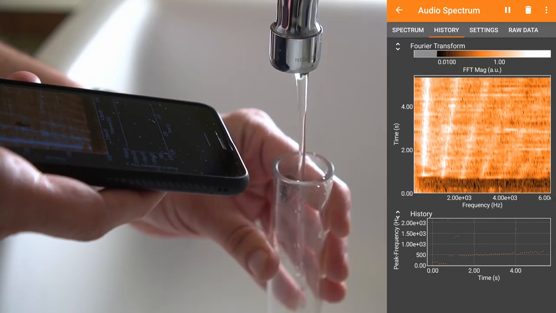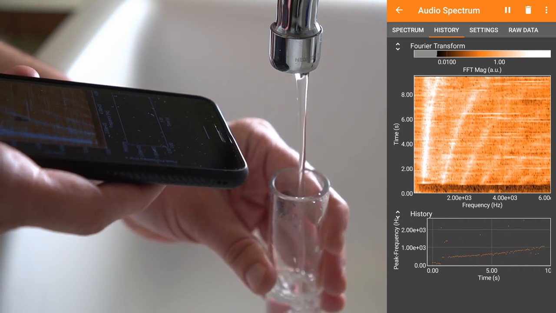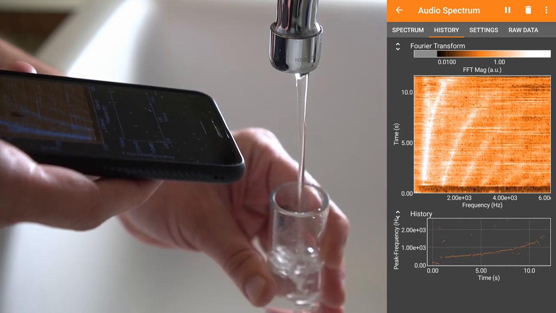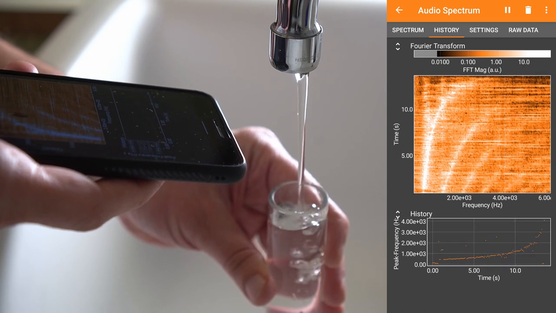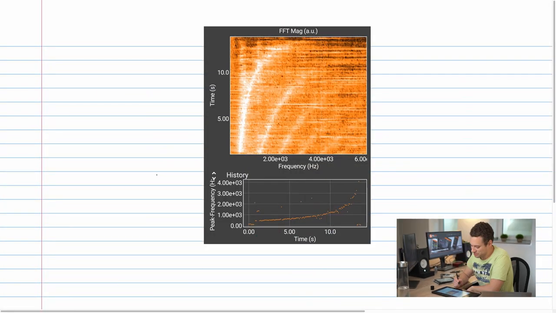So in the challenge, we slowly filled the glass with water and had a look at the frequency spectrum of the noise it made. And to be honest, the question which I posed at the end, whether the frequency changes linearly over time, was a little bit unnecessary, because you could already see the result in the experiment shown in the challenge video. So here is what we measured in the video.